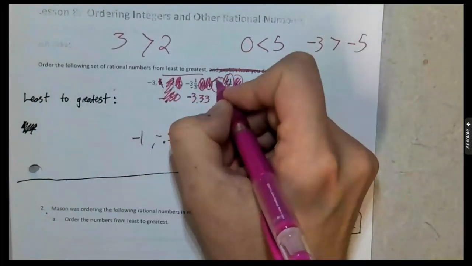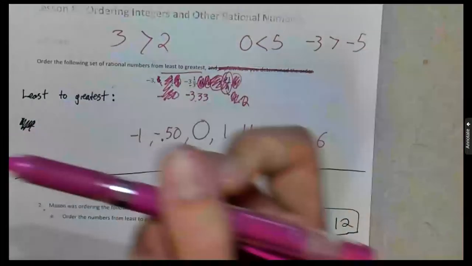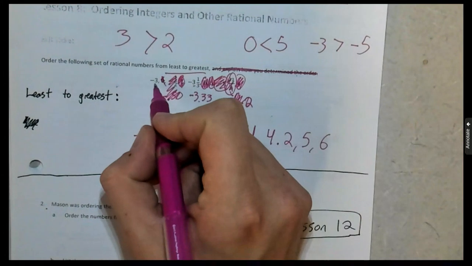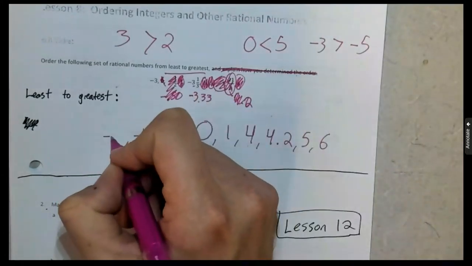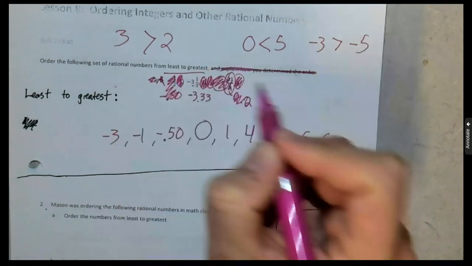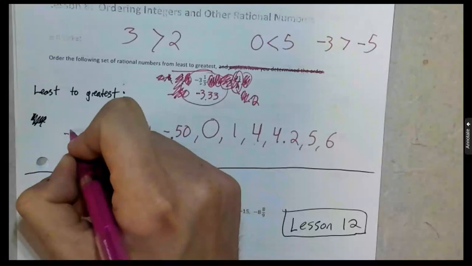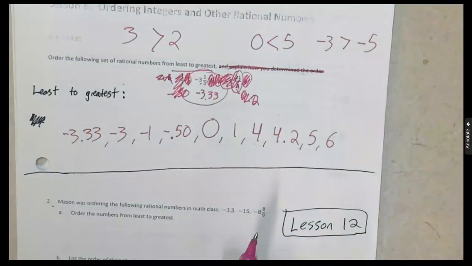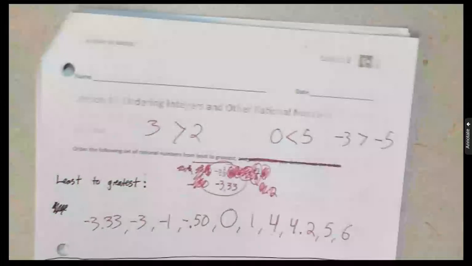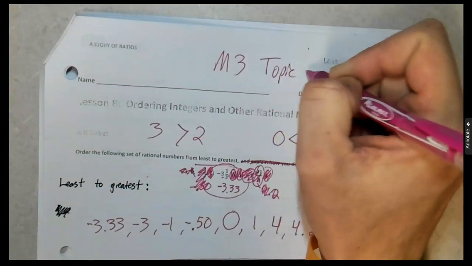-1 would come next. Okay, think of it as getting worse and worse the more you go to the left. So which is worse, owing someone $3 or owing them $3.33? Okay. Finally, the worst out of the list of numbers would be owing someone $3.33. Okay. So that was lesson 7 and lesson 8 of module 3, topic B.